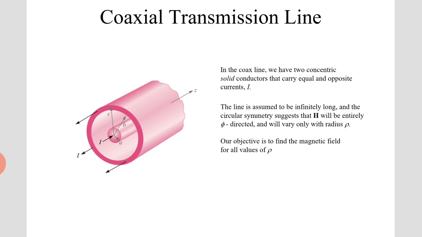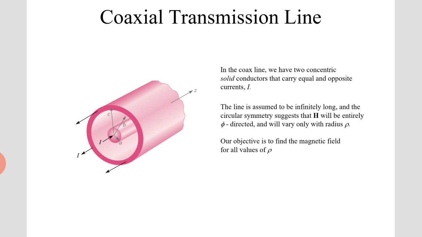The application of the Ampere circuit law is finding the total current enclosed by the closed path, right? To find out this application of Ampere's circuit law, we consider the coaxial transmission line. You can see in this slide there is a coaxial transmission line where we are considering an example for the Ampere circuit law application.